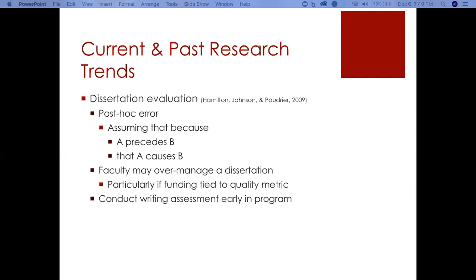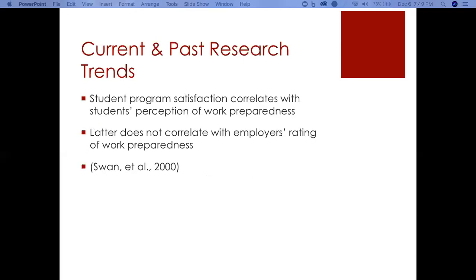So one way to minimize these confounding effects is to have a thorough writing assessment early in the program so that you can essentially create a pre-test, post-test comparison, at least with writing skills, and you can also do the same thing with critical thinking skills. So this is an area of potentially future research.